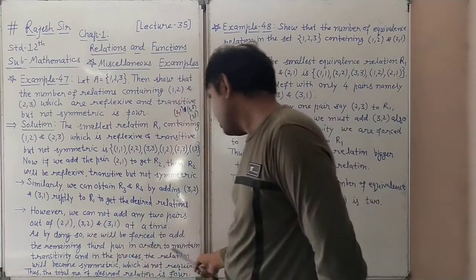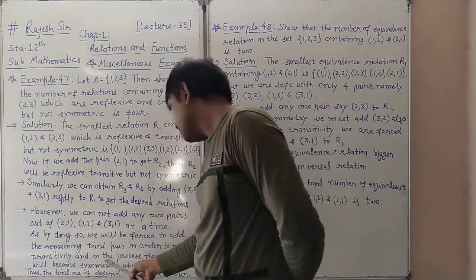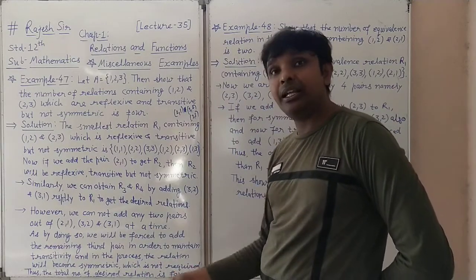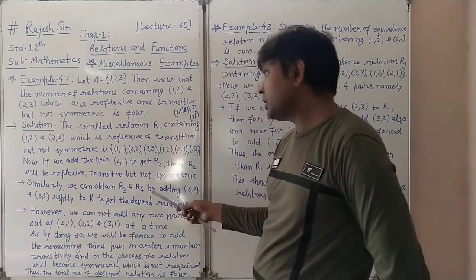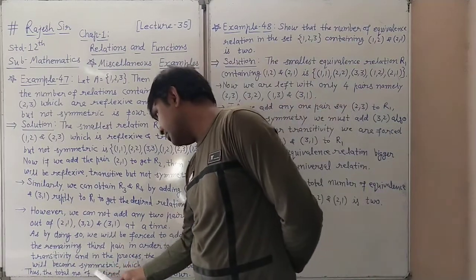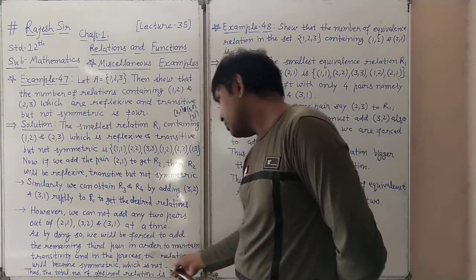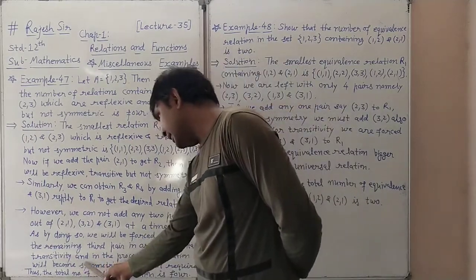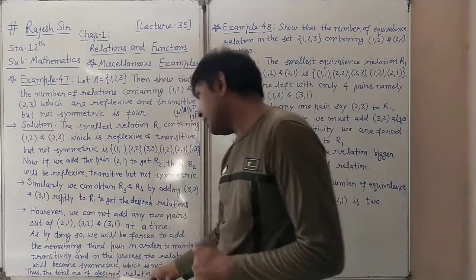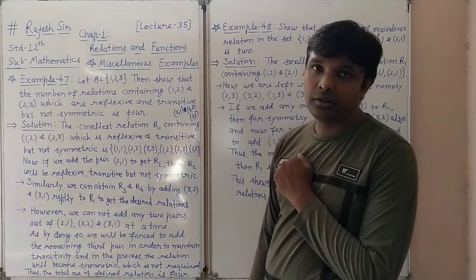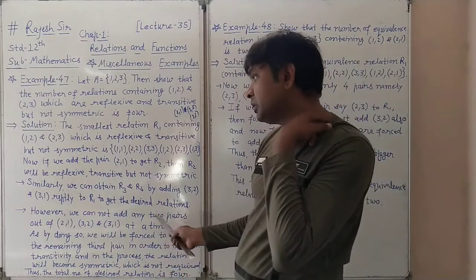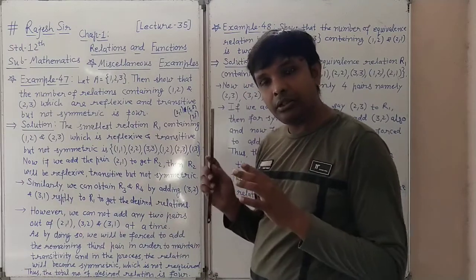So we add the third pair in order to maintain the transitivity, and if you maintain the transitivity, you will see that it becomes symmetric also. But you don't need symmetric. The third pair also we have to add to maintain the transitivity, and in the process the relation will become symmetric, which is not required. So we cannot add any of the 3 left simultaneously.